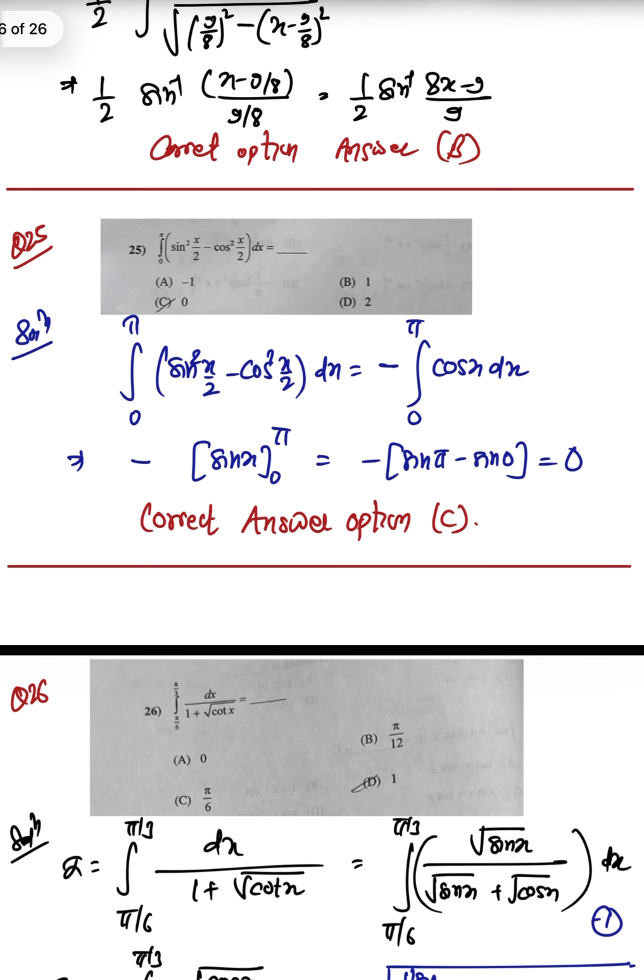25th, sin square x by 2 minus cos square x by 2. It is minus cos x, using the 2 theta formula. And we have to integrate from 0 to pi. Cos x integration is sin x. When you put the limits, you will get 0.